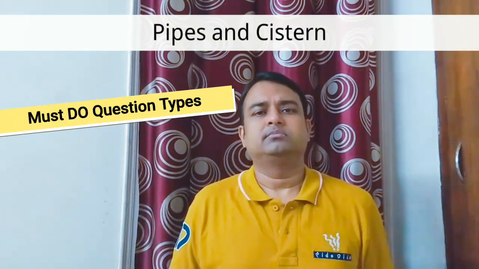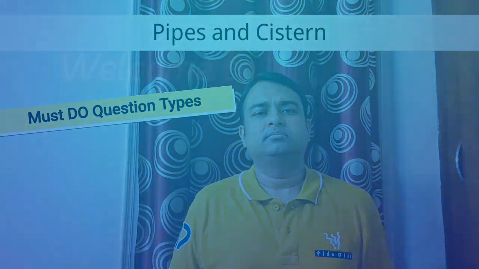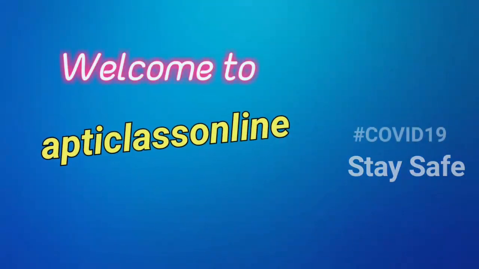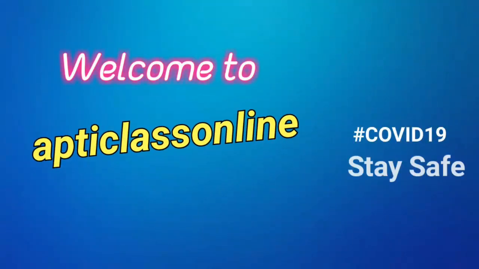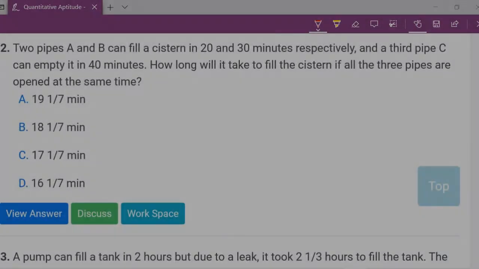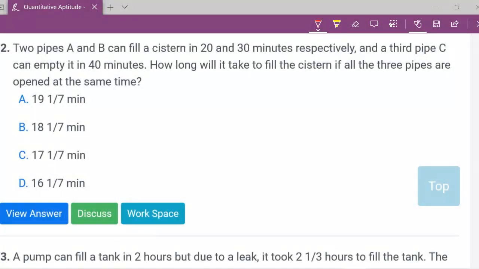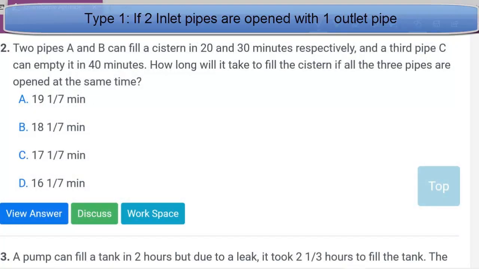Let's start. So let's go to the first type of question in pipes and cistern. So in this question it is given two pipes A and B can fill a cistern in 20 and 30 minutes respectively, and the third pipe C can empty it in 40 minutes. So how long will it take to fill the cistern if all the three pipes are opened at the same time?